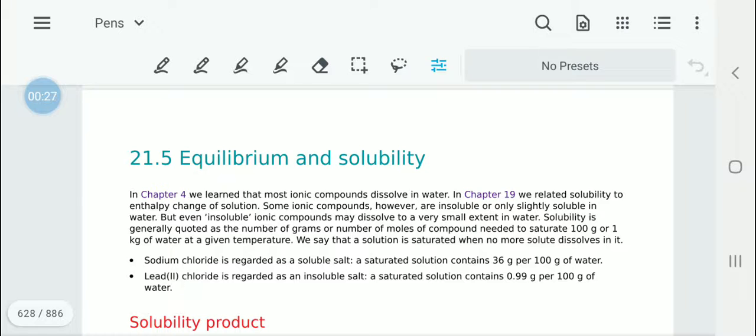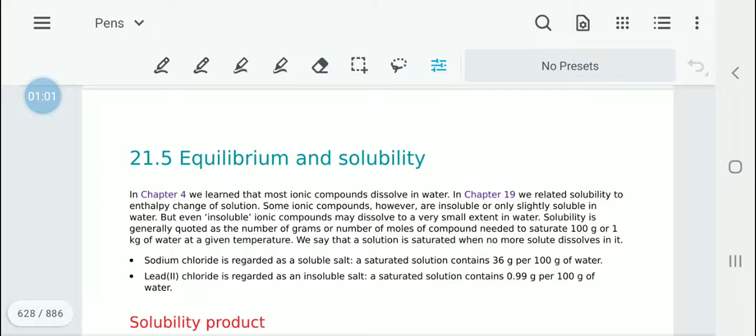Now we know that most of the ionic compounds get dissolved in water, but there are some materials that would not get dissolved, so we classify them as insoluble salts. Even though we say that they are insoluble, almost all of these ionic compounds get dissolved in water to some extent. Even to a very small extent, it will get dissolved.